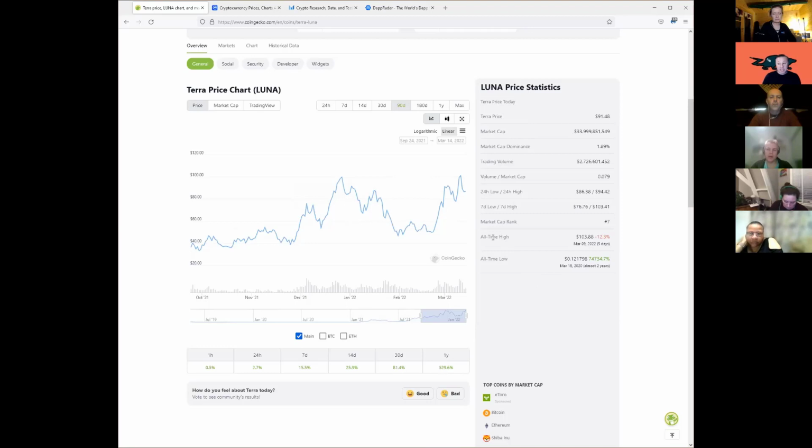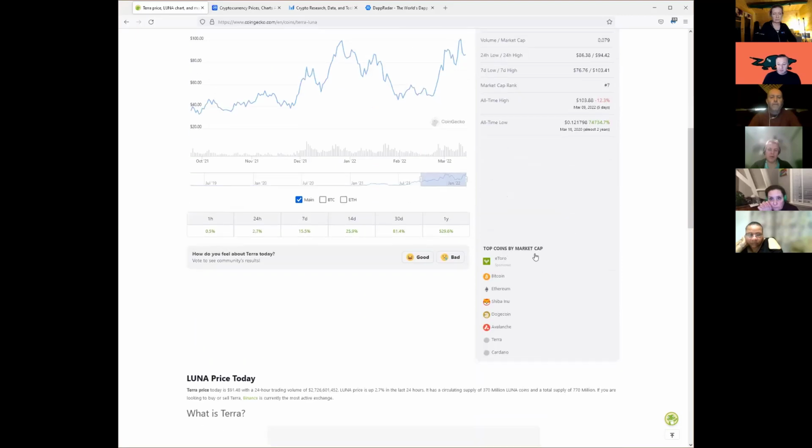So you can see the all-time high of this particular token, which was quite recently, actually 5 days ago, the all-time low, and how much it's gone up from the all-time low, where it ranks by market cap, and then highs and lows it's had over certain periods. So there's loads of information there.